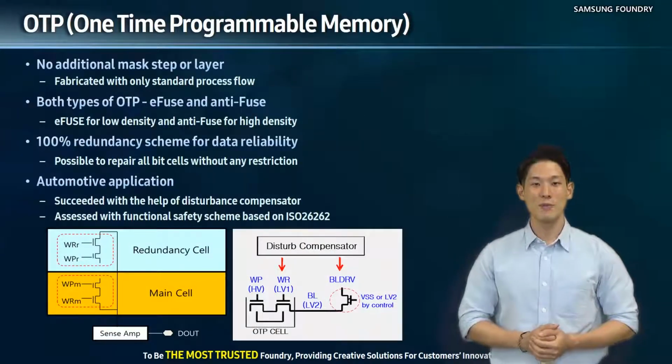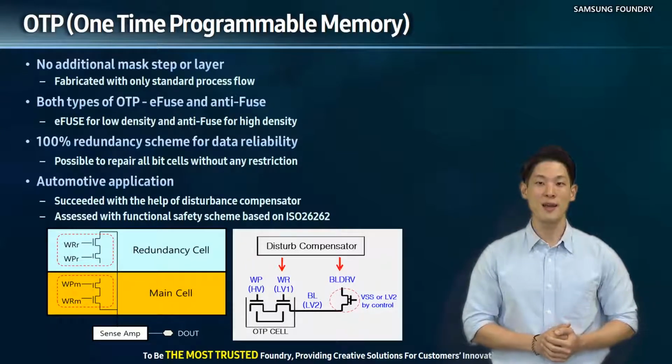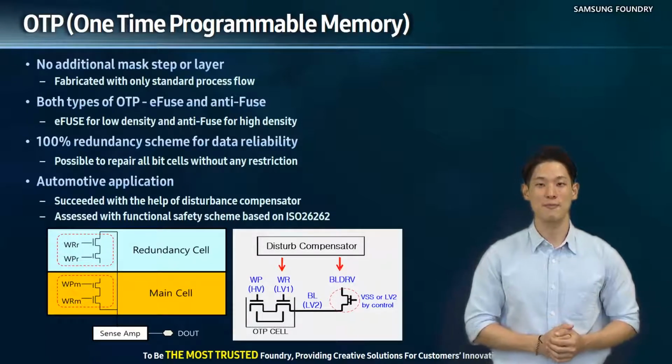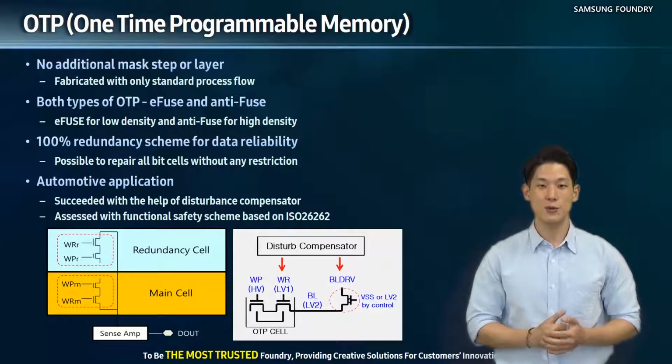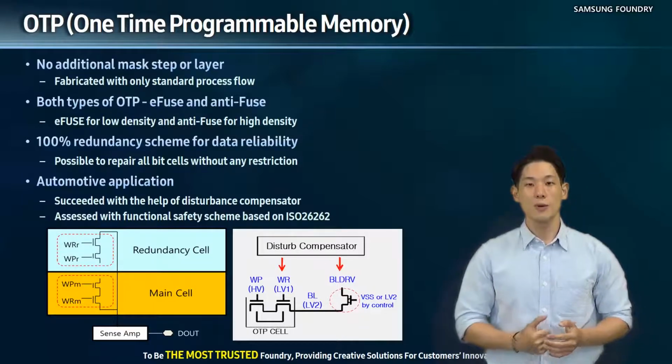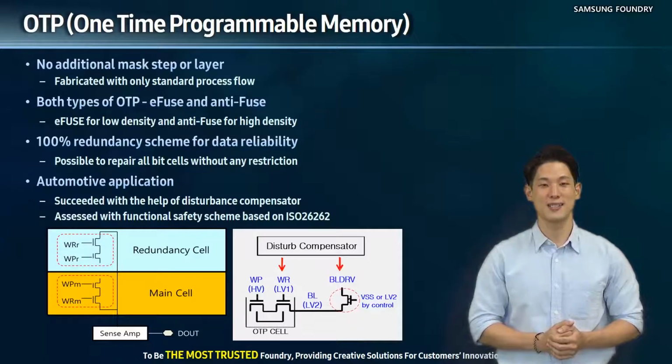Now, let's take a look at OTP. OTP, which stands for one-time programmable memory, is one of the non-volatile memories which is able to program only one time. Due to its one-time programmable characteristic and that it can store data almost permanently, OTP is an IP which is complementary for both ROM and flash.